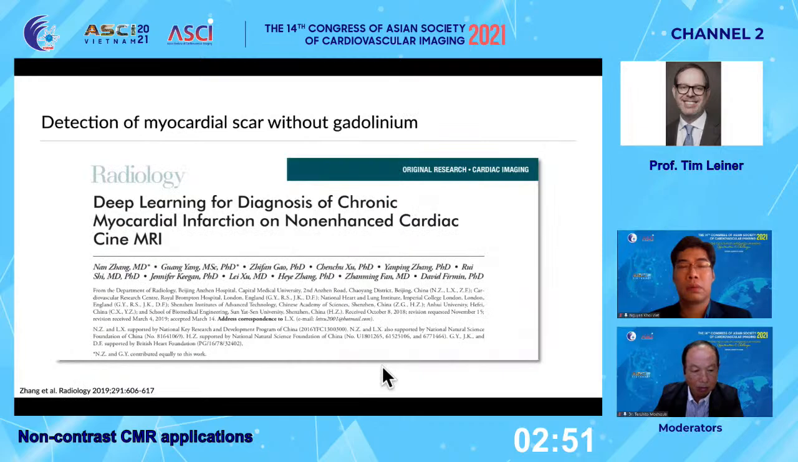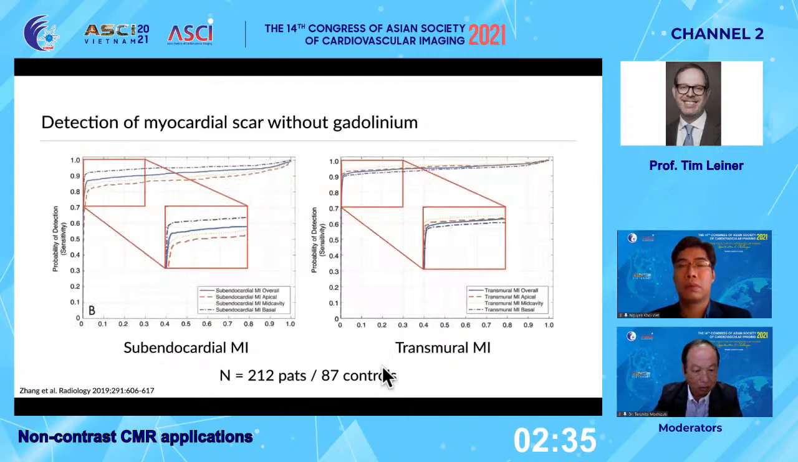Now, the final example I want to show you is this work by Jean et al. Very nice work that used machine learning or deep learning for the diagnosis of chronic myocardial infarction using motion patterns of the left ventricle. And what these authors succeeded in doing was identifying subendocardial MI as well as transmural MI in 212 patients and 87 controls without the need for gadolinium injection. Of course, gadolinium enhanced imaging was used as the reference standard in this study.